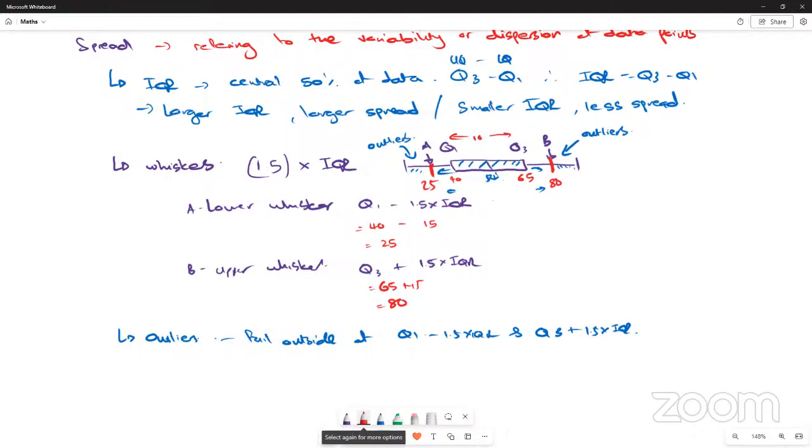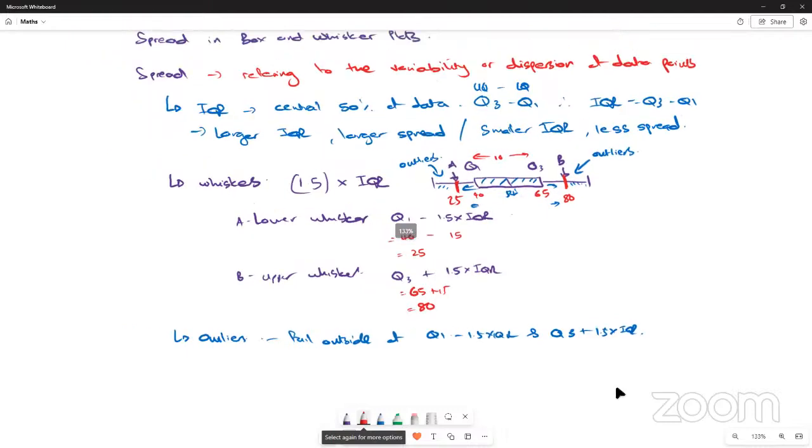Okay, we'll try and see an example of it. So we do a visual representation. We got our box, we got our lines, we got our whiskers, we got our dots beyond the whiskers, which represent outliers, for example.